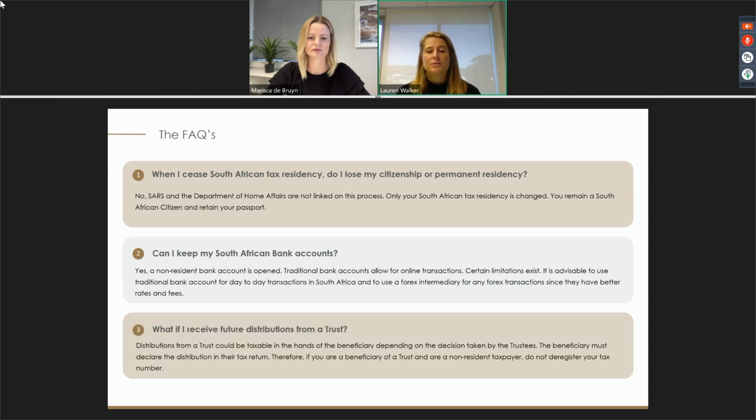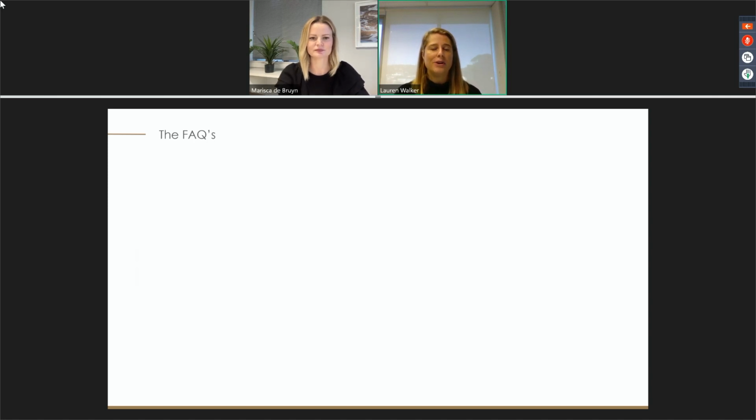What if I receive future distributions from a trust? So distribution, we touched on this a little bit earlier, but distributions from a trust could be taxable in the hands of the beneficiary, depending on the decision taken by the trustees. Very important. So we need to look at that structure. The beneficiary must declare the distribution in their tax return. Therefore, if you are a beneficiary of a trust and are a non-resident taxpayer, do not deregister your tax number. It's very important because you're going to need it. And Mariska gave a bit more detail earlier on that. Okay, I'm handing over to you, Mariska, for the next couple.